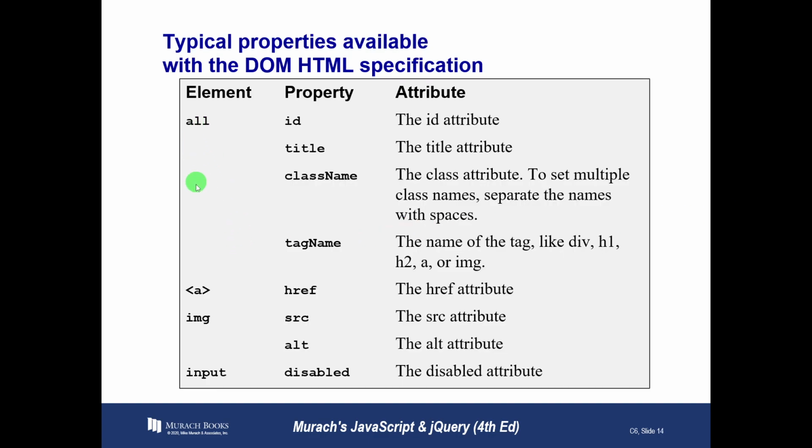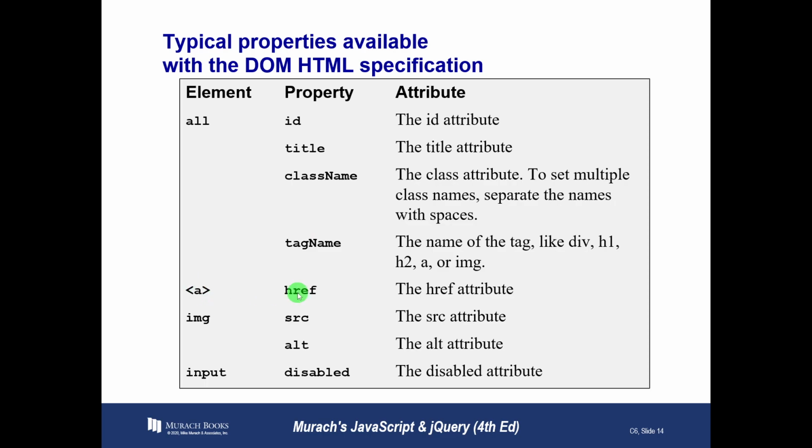So all elements with the DOM HTML specification have properties for their ID, the title, the class name, or the tag name. The tag name is like a div or an H1 or H2. Class name would be a class attribute. We have a title attribute and an ID attribute. All elements can have these things.